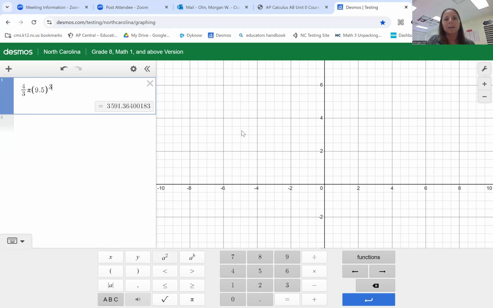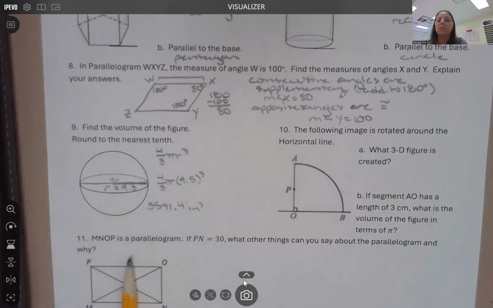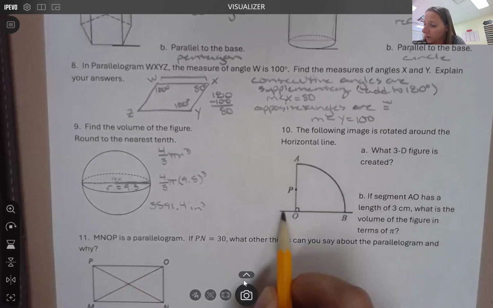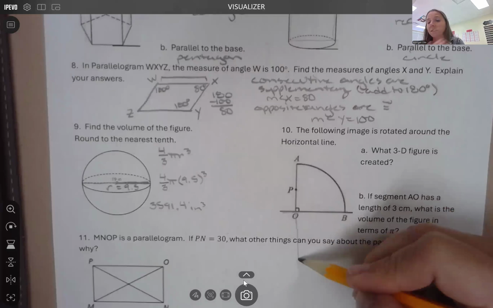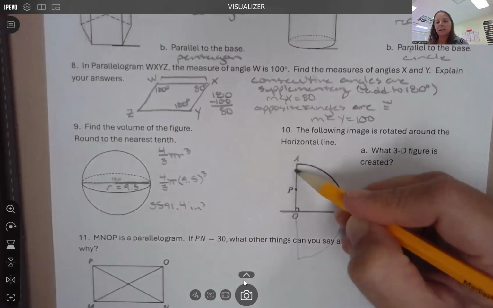All right, let me go back to that sheet again. Let's move on to the next problem that we have. This is a cross section and a volume. The following image is rotated around the horizontal line. So I'm going to rotate around this horizontal line. Sorry, I'm going to go into the other one. So here, when I rotate it, think about reflecting, but when I rotate, think it's got to make it circular. So right here, what did I just create? And if you need to turn it just a little bit, what does that look like to you?